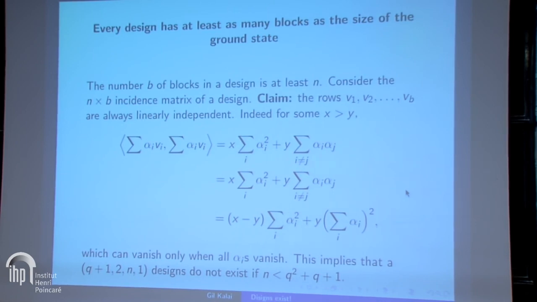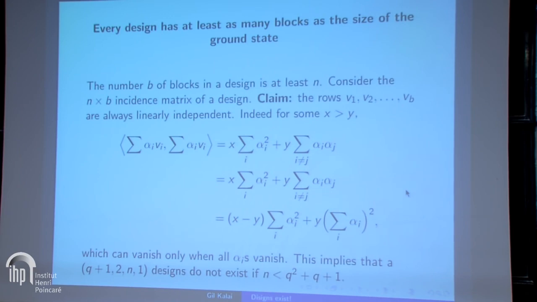So we have a design, a collection of sets of size q, and every pair of elements belongs to the same number of them. We want to show that the number of blocks is at least the number of elements. We look at the incidence matrix of blocks and elements, an n times b matrix, where the entry is 1 if the block contains the element and 0 otherwise. The claim is that the columns of this matrix, those which correspond to the blocks, are linearly independent. And the argument is the following.